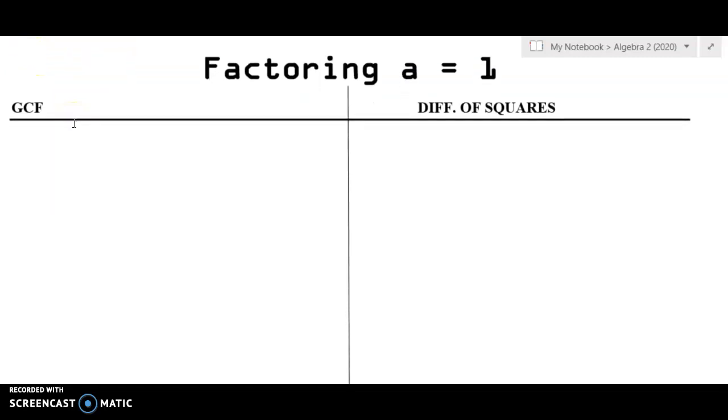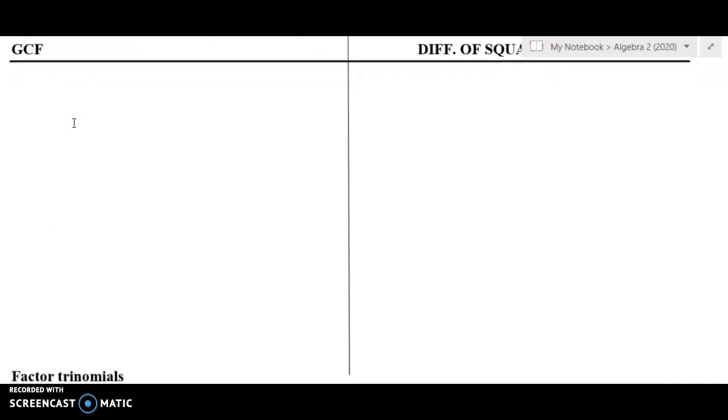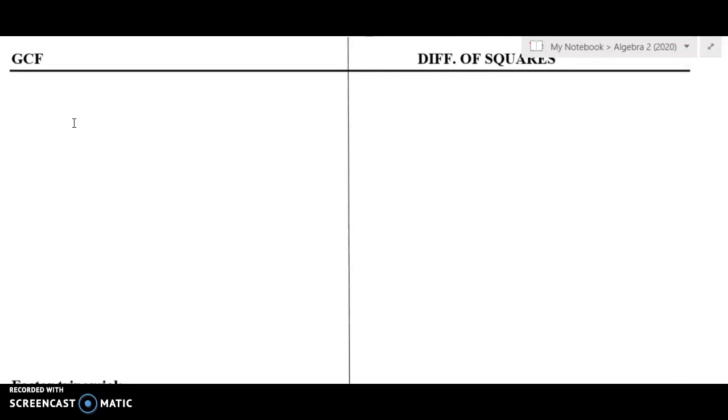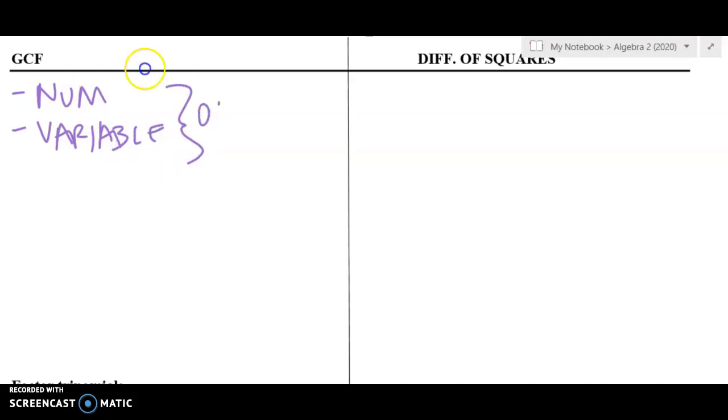You've seen this before in Algebra 1 or maybe in class so far. But again, we're just going to recap. On the top here is just a quick warm-up, a recap on what we've done so far. So GCF, remember, it could be a number or it could be a variable, or it could be both at the same time. I'm just making up these two examples to show you.